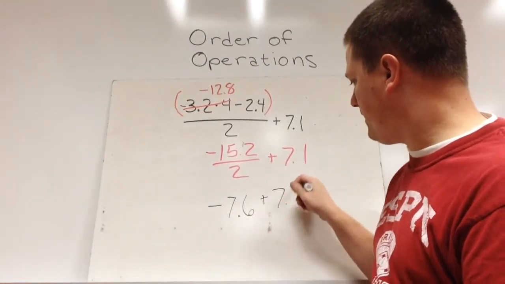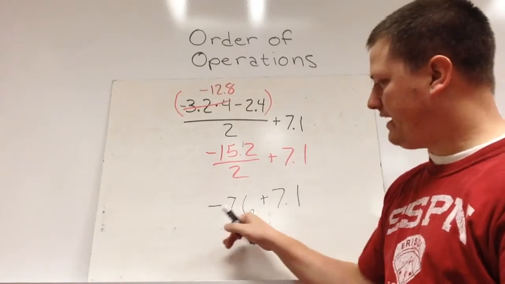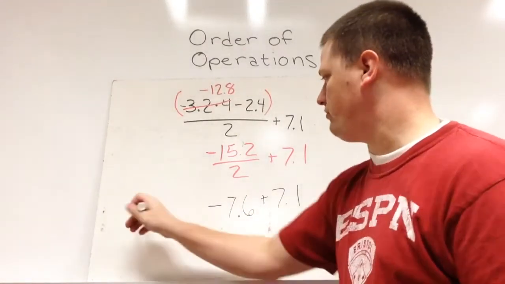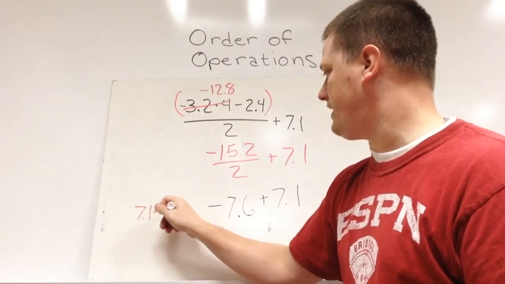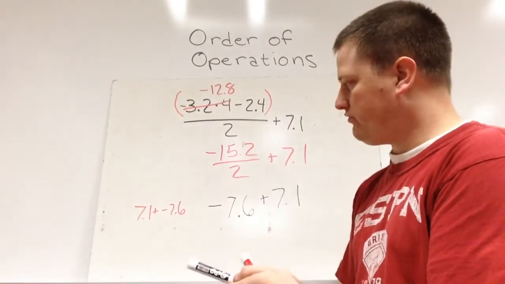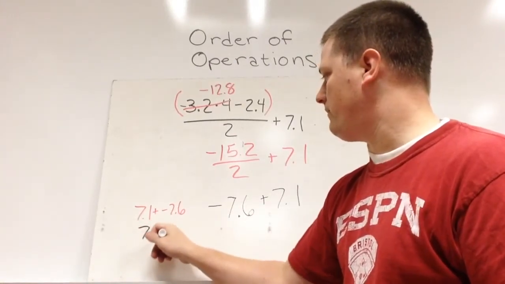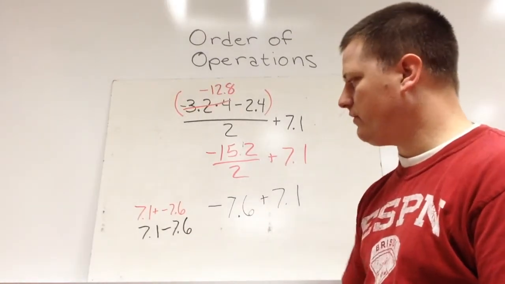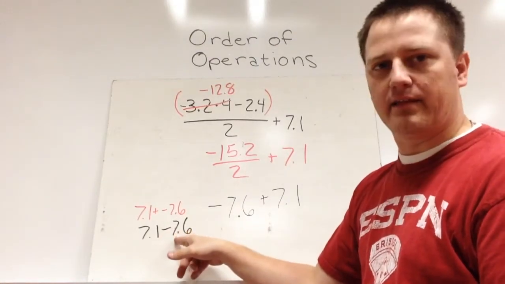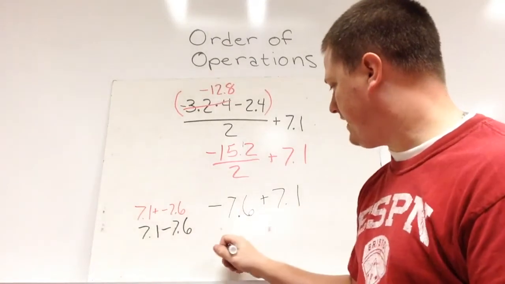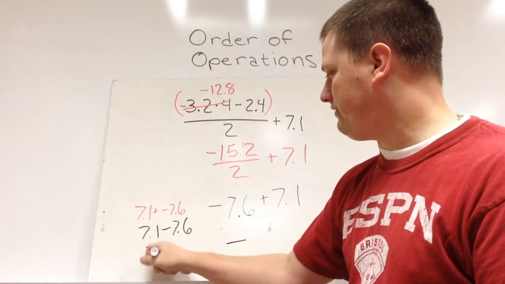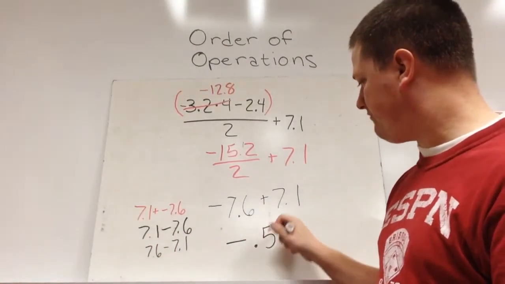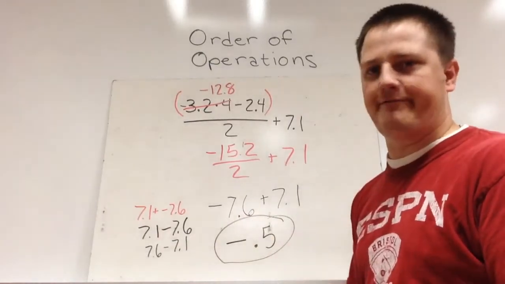And then plus 7.1. Now we have negative 7.6 plus 7.1. Well, that can rearrange to 7.1 plus negative 7.6, which rearranges to 7.1 minus 7.6. So since the second number is bigger, that means it's going to be a negative answer, and we just do 7.6 minus 7.1, which gives us 0.5. So this is negative 0.5 here.